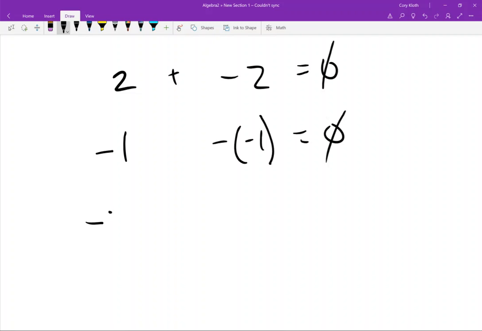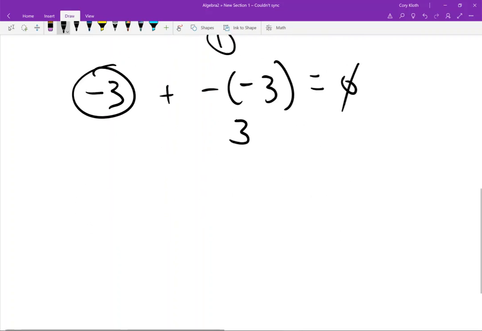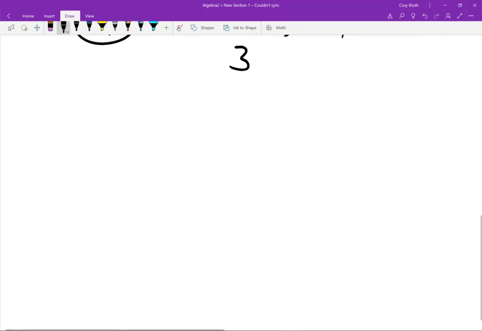Well, what about negative 3? We want to add to it the negation of negative 3 to get to 0. Of course, the negation of negative 1 is 1. The negation of negative 3 is 3. I know that's a quick and non-formal proof of negation, but in essence, that's a good review of what it is.